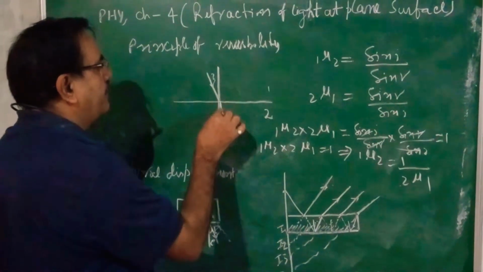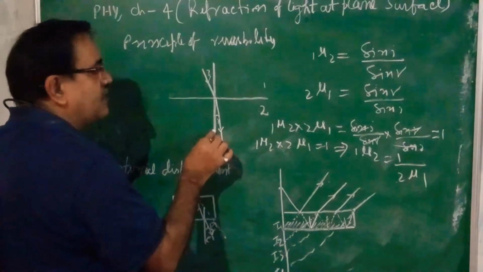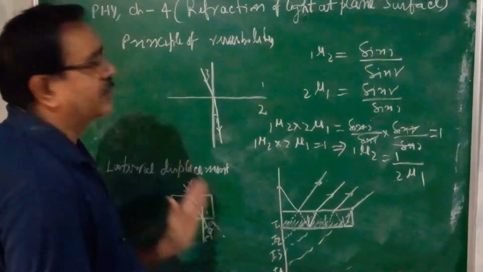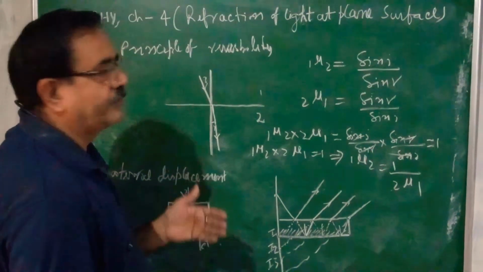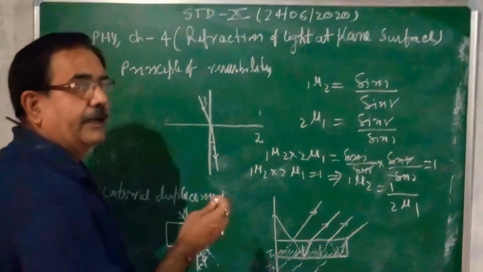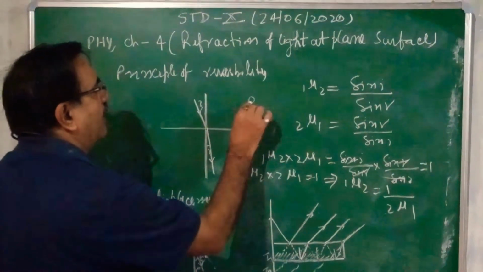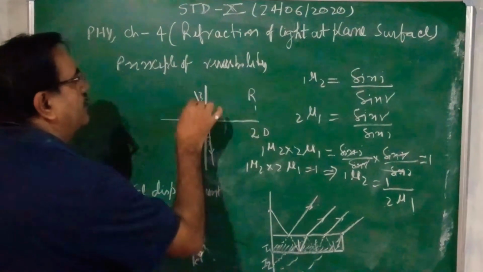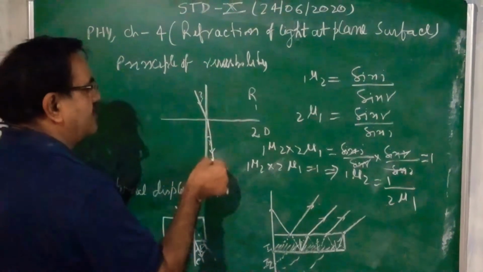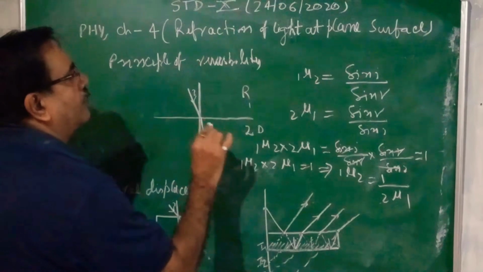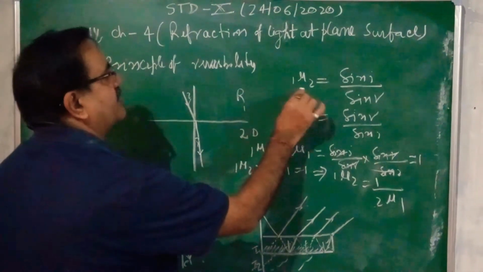So the refracted ray bends towards the normal. When a ray of light comes from rarer to denser, it bends towards the normal. And in reverse, when coming from denser to rarer, it bends away from the normal. That's why a ray coming from rarer to denser bends toward the normal. Right? Now, follow Snell's law.